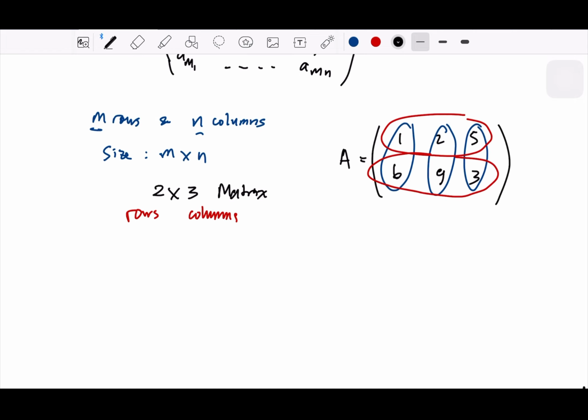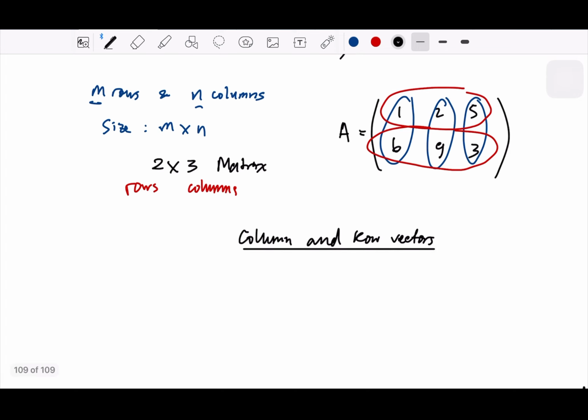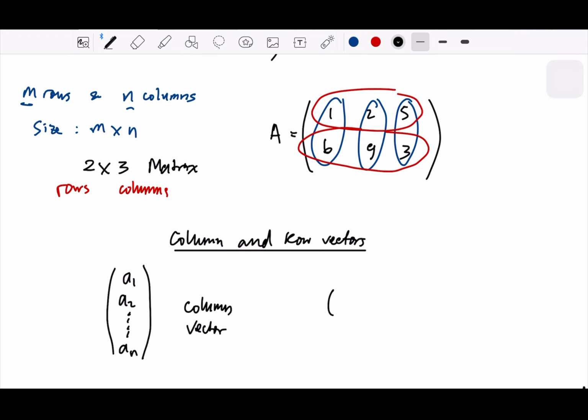And then we can also describe the matrix as column and row vectors. If you remember vectors, we can also describe that in the matrix, and we can take the column and row as their own vectors. For example, this column we can call a column vector. And this row is a row vector.